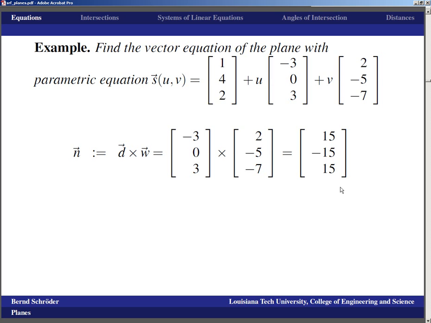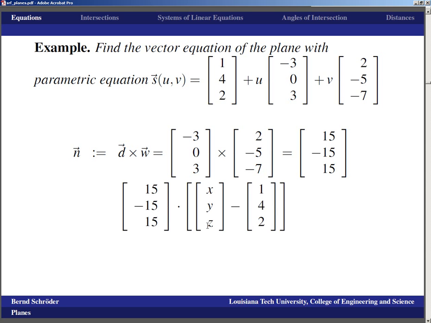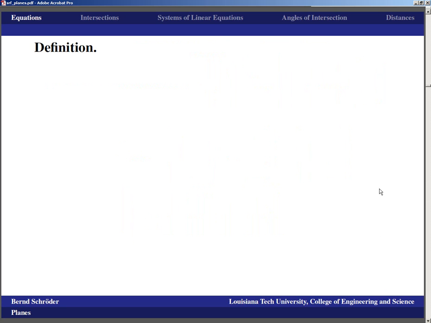Alright, so now the vector equation then is 15, negative 15, and 15 dot arbitrary point in the plane, x, y, z, minus base point 1, 4, 2, and that's supposed to be equal to 0, and that's already it. So that's not that bad either.